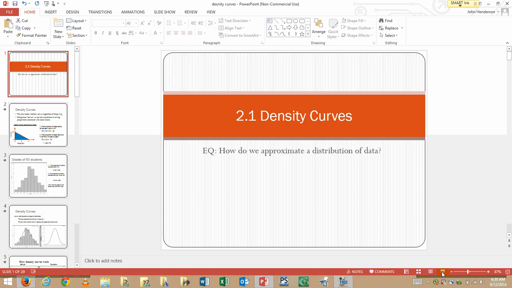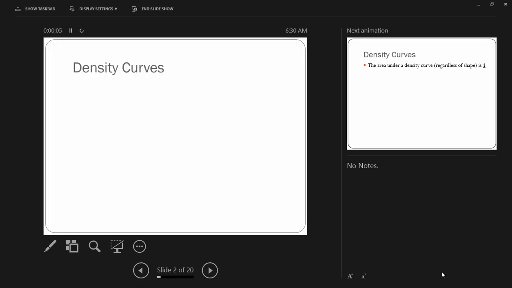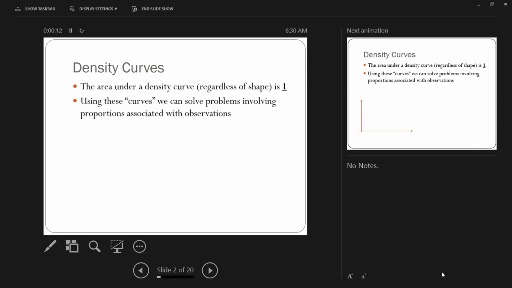So we're going to take a look at density curves, what those look like. There we go. Right off the bat, if we're talking about some kind of density curve, the area under any density curve is 1. And the reason is we're going to start to use these curves to solve problems associated with proportions or probabilities.